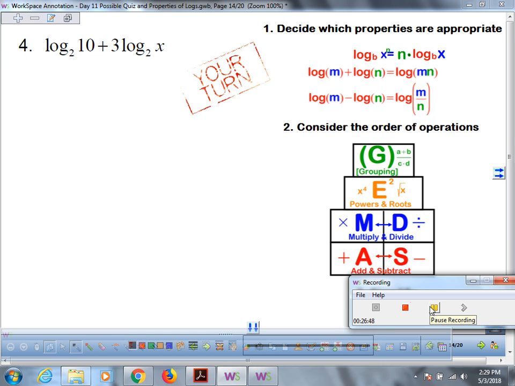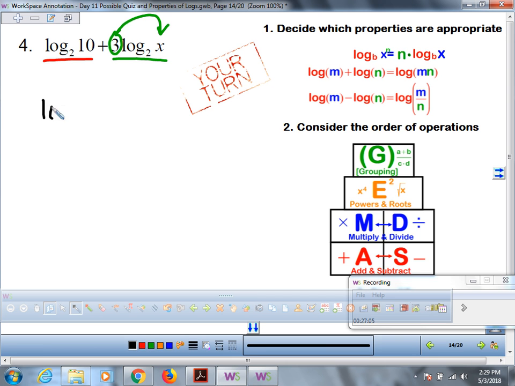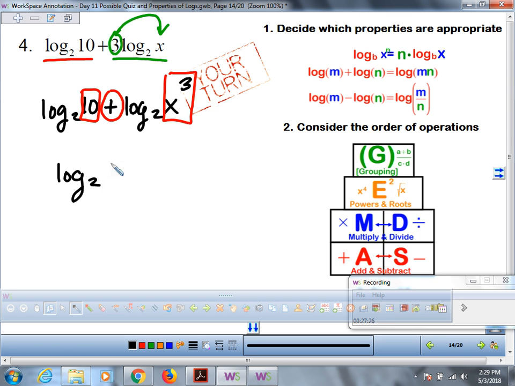Okay, so what properties are we going to use? First of all, we've got that's a log and that's a log. We're going to start with the power property first. So now I've got log base 2 to the 10 plus log base 2 to the x cubed. And now I'm going to use the product property, and I'm going to combine 10 and x cubed. So now I have log base 2, 10x cubed, and that's all I can do.